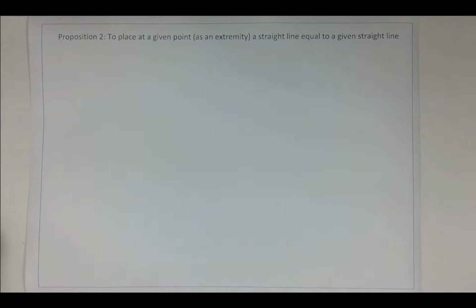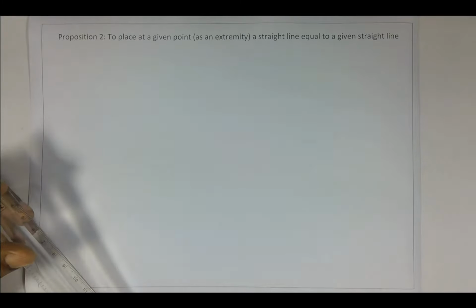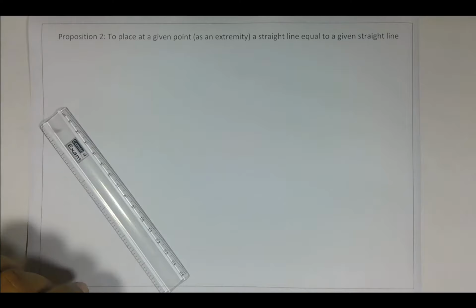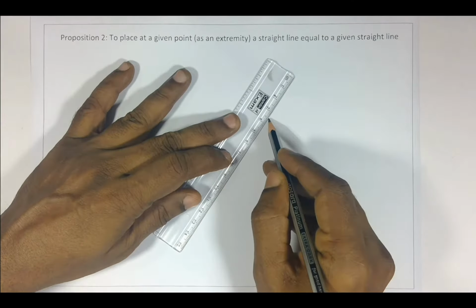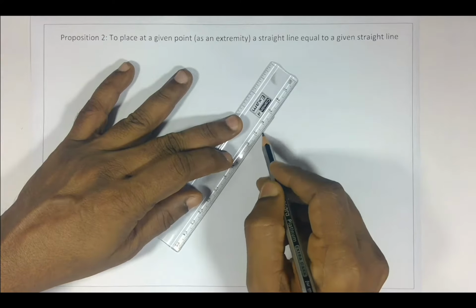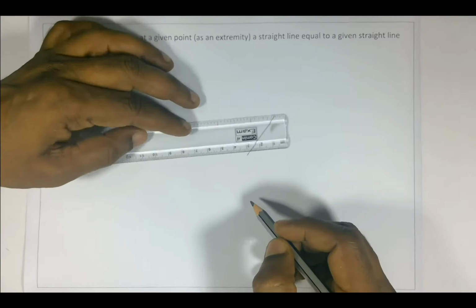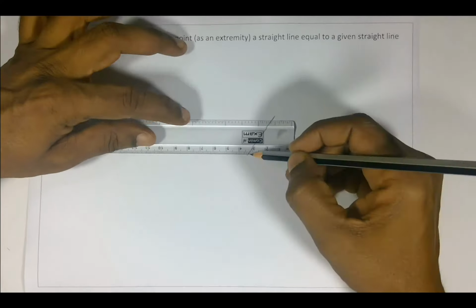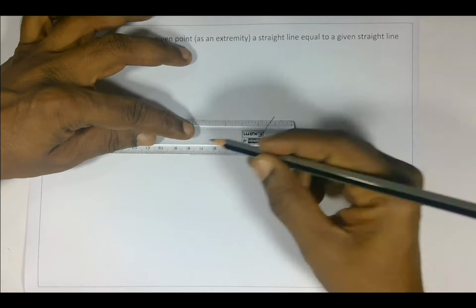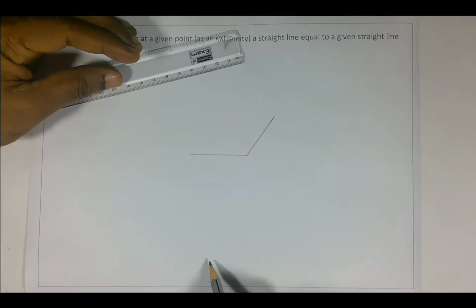Now let's look at the second proposition: to place at a given point a straight line equal to a given straight line. Right? So we have a given straight line. Let's say this is the given straight line. Now this straight line is on another line. So let's say this is the line on which this line is there.